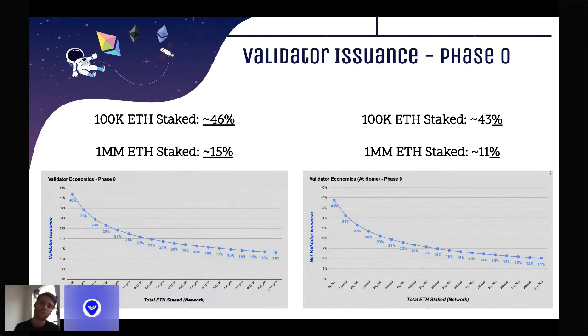Our graph on the right includes the cost assumptions that we just spoke about. You can see that at that 100,000 ETH level, the validator should expect somewhere in the realm of 43% after costs have been considered, and at the 1 million level, around 11% with costs considered.